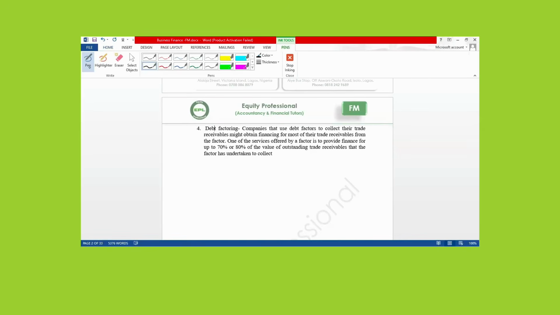First, who is a factor? A factor is an individual or business entity that is authorized to collect trade receivables on behalf of its clients. Now let's demonstrate this.